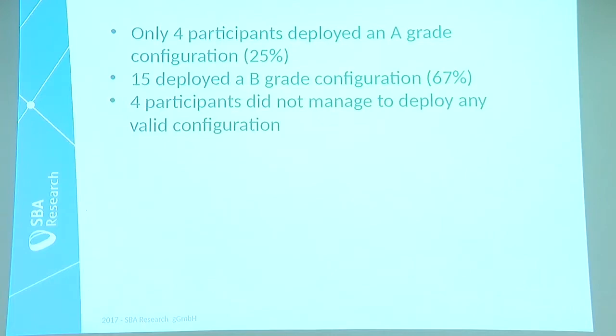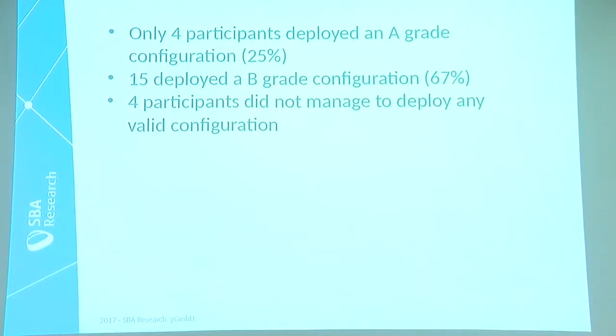Only 4 participants in our study were able to deploy an A-grade configuration, which is only a quarter of the people. You would expect that to be more in 1 hour. And then 15 people deployed a B-grade configuration, and 4 people in our study did not manage to deploy any valid configuration. There are some other grades, so they are not shown. In sum it's 28. But in the end, you see that this qualitative analysis is quite similar to the statistics we had in the beginning. Only 25% A-grade, the rest is somewhere in between, and some fail, which is a big problem.